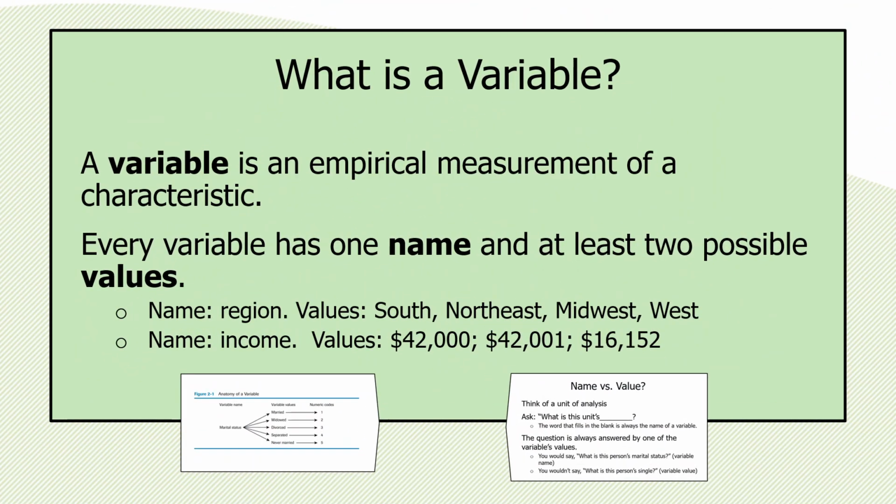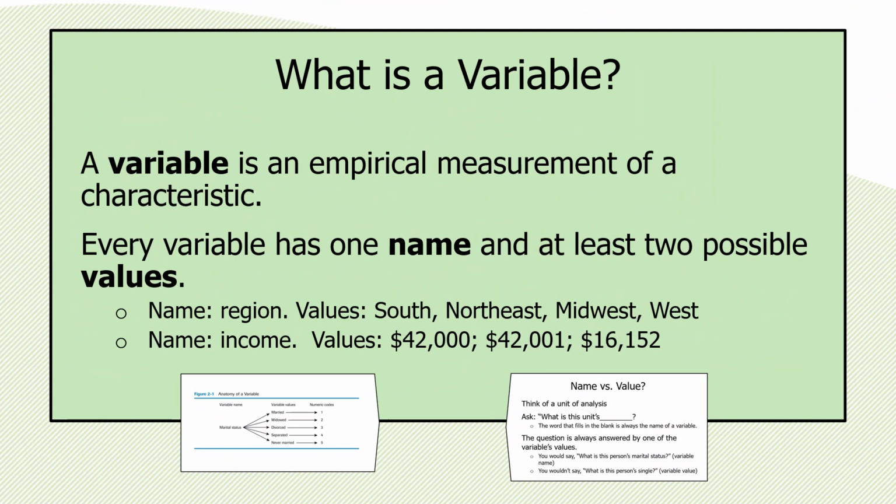Well, what is a variable? In the previous chapter, we talked about concrete measures of concepts, and when you boil it all down and come up with a final concrete measure, you have a variable. A variable is an empirical measurement of a characteristic. Every variable has only one name and at least two possible values. There's no such thing as a variable with one value. That would be what's called a parameter. As long as you have two values, you're in business as a variable.